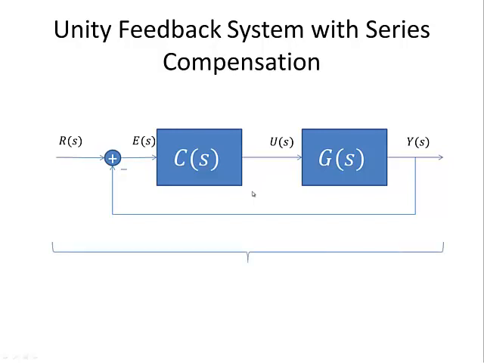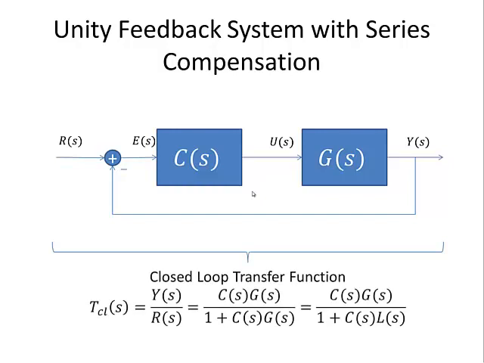Finally, we can calculate the closed loop transfer function for the unity feedback system with series compensation. And notice it looks very similar to the unity feedback system before, but here L of s is just g of s, and the transfer function, the compensation or the control law c of s shows up in both the numerator and denominator.